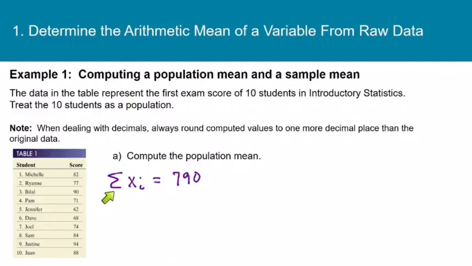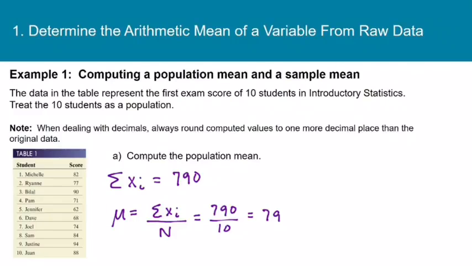So we're just going to say the sum of all the x values is 790, and then I'm going to say that mu, that is the population mean, equals the sum of all the x values over the population size, and that equals 790 over 10, and that equals 79. So in this case, we actually did not need to round off to one decimal place, so that's fine.